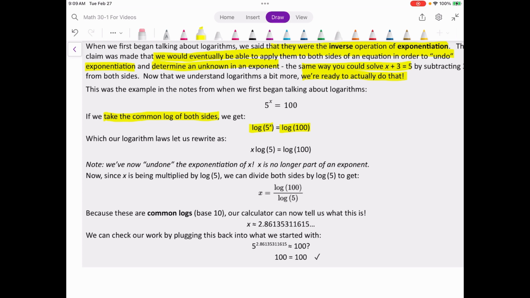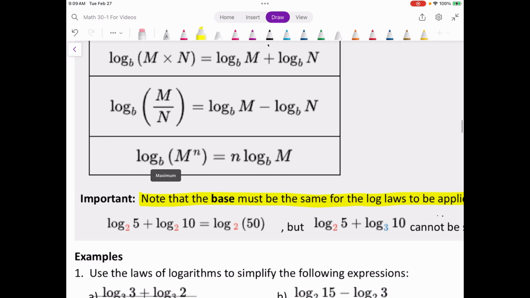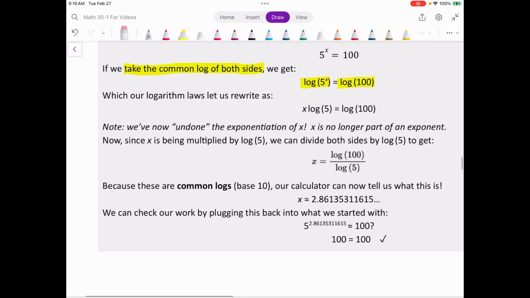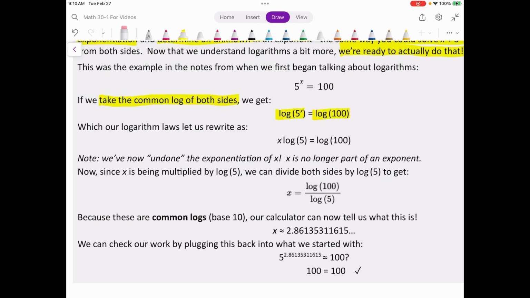Our logarithm laws now let us rewrite this, specifically the fact that we have 5 to the power of x. If I use this law here, I can take that exponent and put it down as a multiplier on the log. So I can take this x down, make it a multiplier on the log, and get x times log of 5. And there we go. We did it.